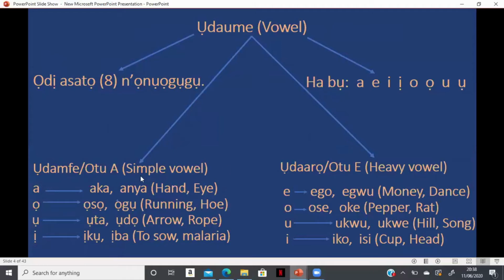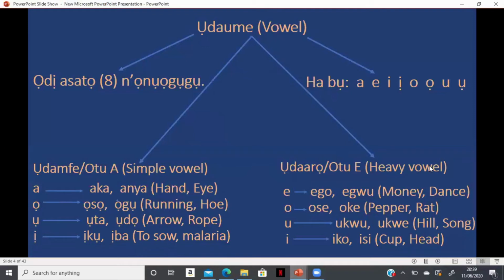Under the simple vowel, which is called in Igbo, Odamfe, Maọbụ Otu A, you have the alphabets that make up the simple vowel and a word we formed with it. Here we have A, Aka, Anya, and the meaning is written for you here in English. O, Oso, Ogu, O, Ota, Odo, I, Eko, Iba.